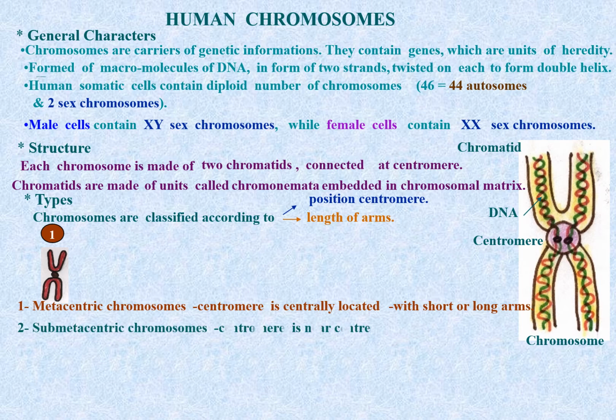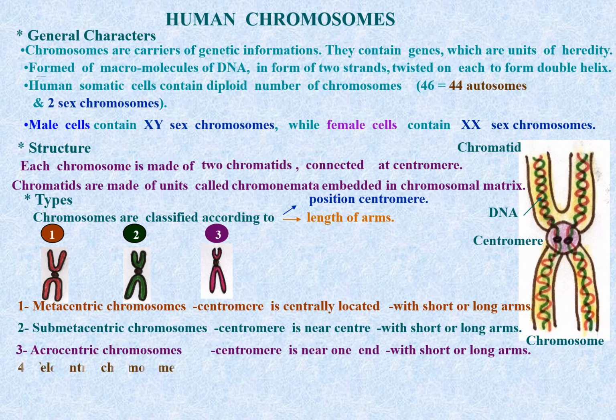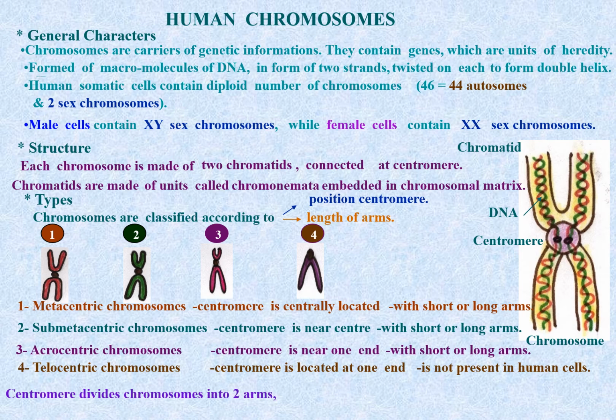Submetacentric chromosomes, the centromere is found near the center. Also, it may have short or long arms. Acrocentric chromosomes, the centromere is found near one end. Also, it may be with short or long arms. Telocentric chromosomes, the centromere is located at one end. It is not present in human cells. The centromere divides the chromosomes into two arms, a short arm P and a long arm Q.